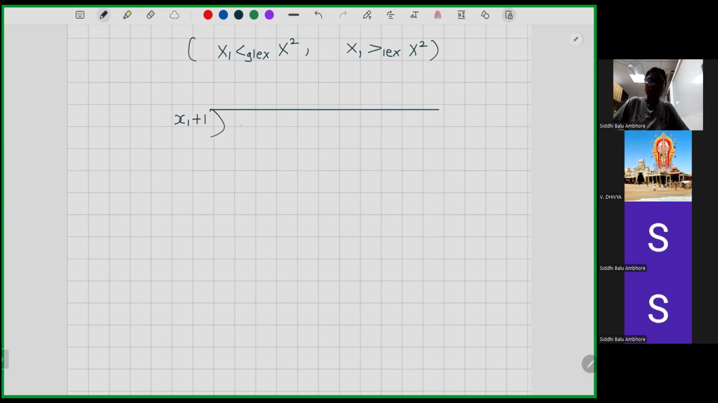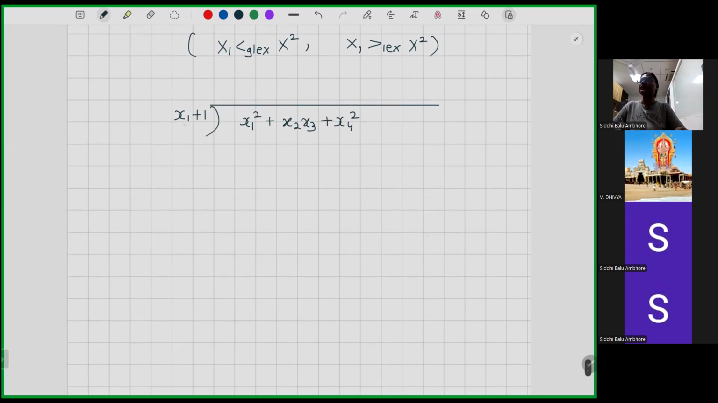Okay, so our polynomial is x1 square, x2, x3 plus x4 square. I have arranged the terms in decreasing order of lexicographic order. And again, I'm dividing by this polynomial. So it is x1 into x1 square plus x1. Okay, and then it is x1 minus x1 plus x2, x3 plus x4 square.